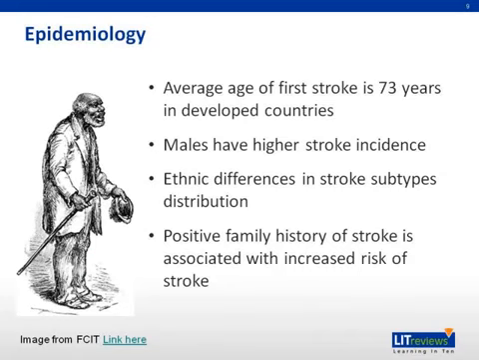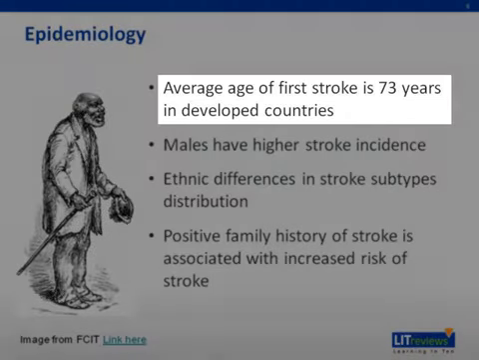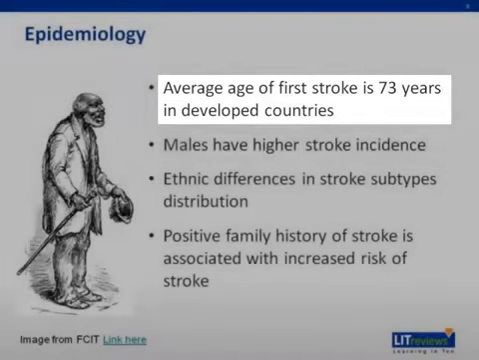We next move on to the epidemiology of stroke. This slide covers the non-modifiable risk factors of stroke. As one gets older, the risk of stroke increases. In demographically developed countries, the average age of stroke onset is 73 years, though it might be younger in less developed countries. Stroke risk doubles for each decade after age 55.